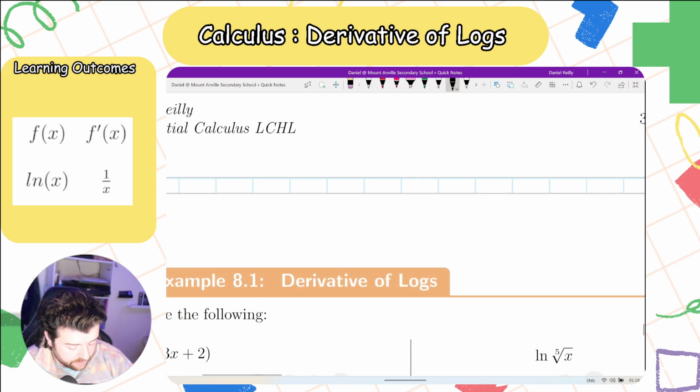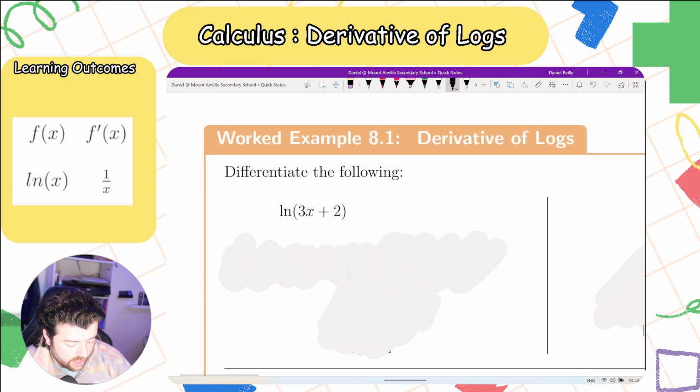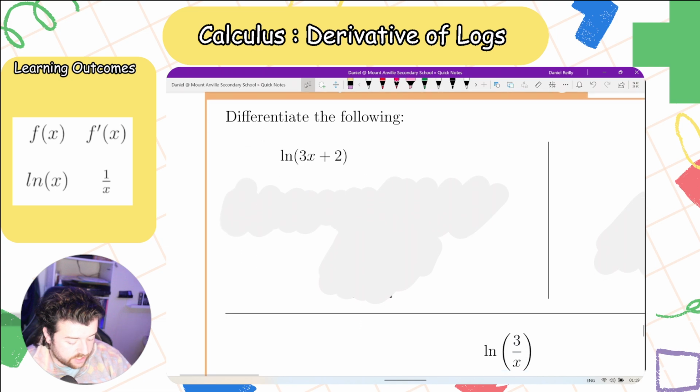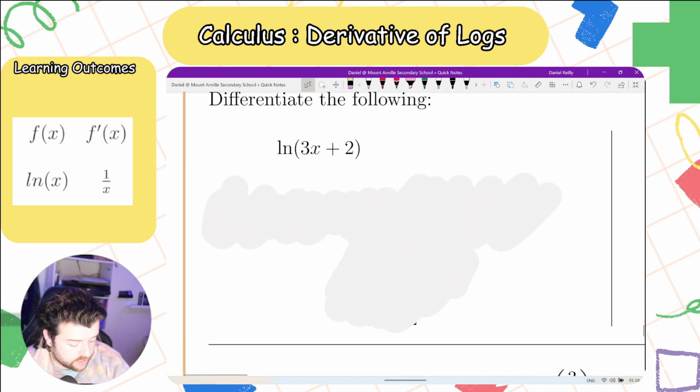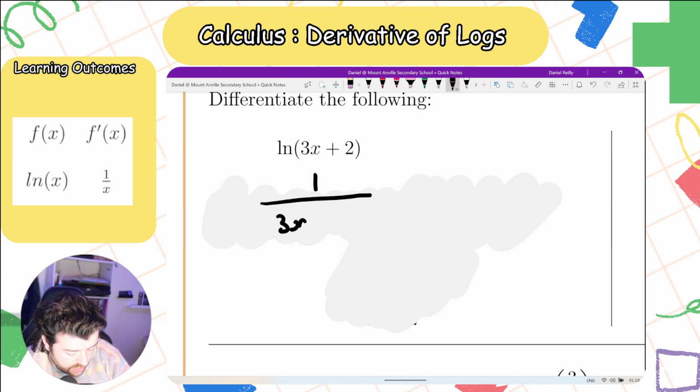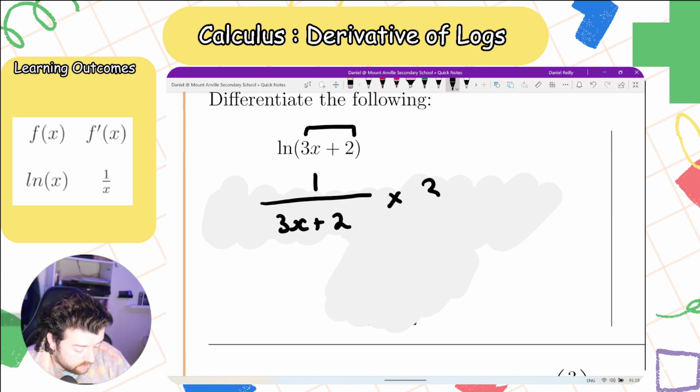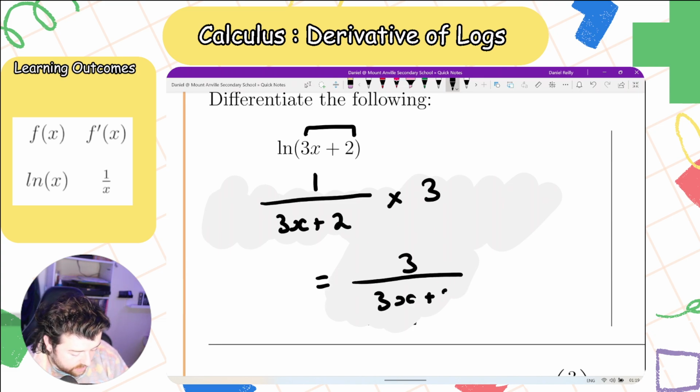Let's look at an example here. If I differentiate the following, ln 3x, that is just 1 over 3x multiplied by the derivative of my bracket here, which is going to be equal to 3. So my answer is 1 over x.